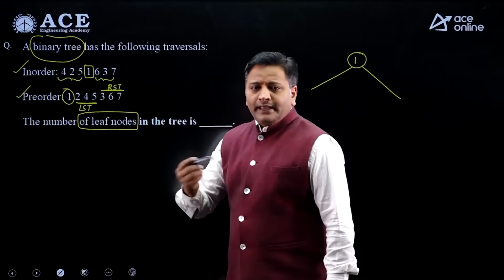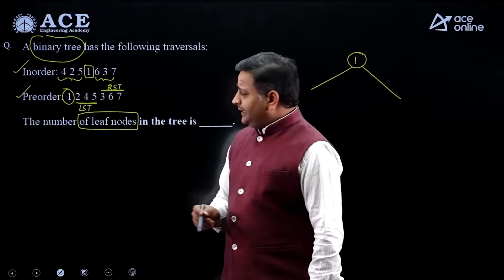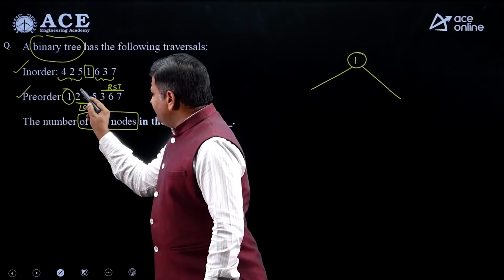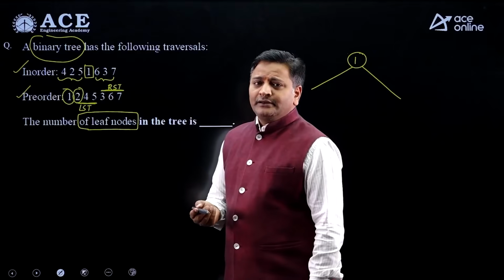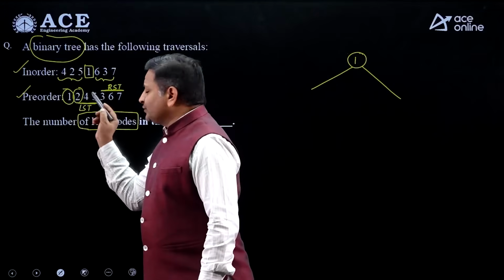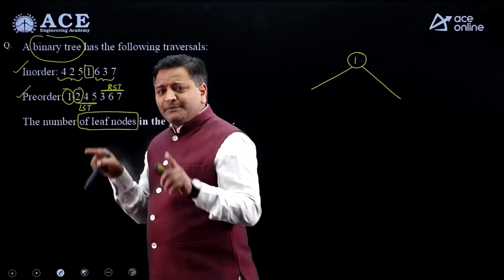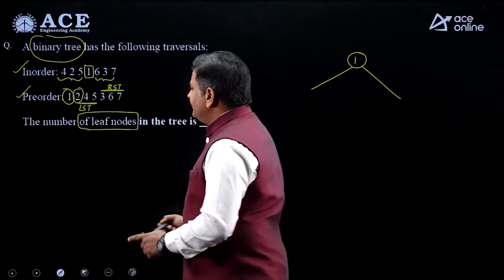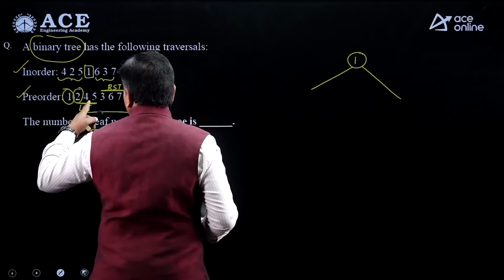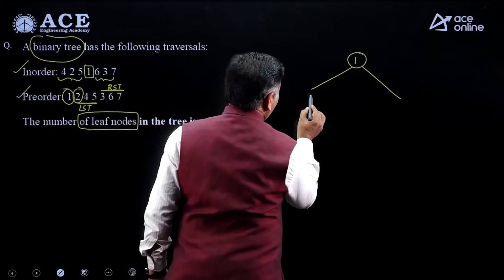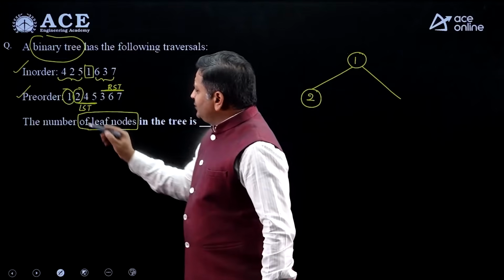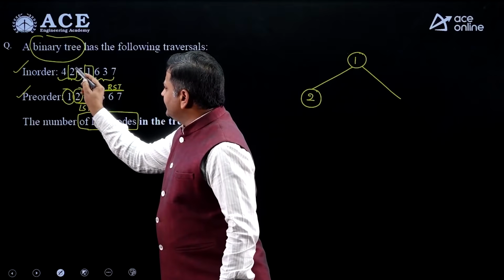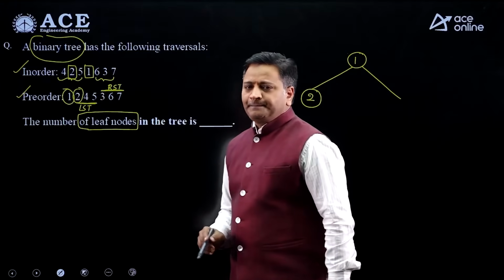Clear? Again do the same process repeatedly. For 4, 2, 5, pick up the first key and create a root node for the given subtree. Therefore, for the given subtree, the root node is 2. So I am creating root node 2. Afterwards, identify 2 in the in-order traversal.